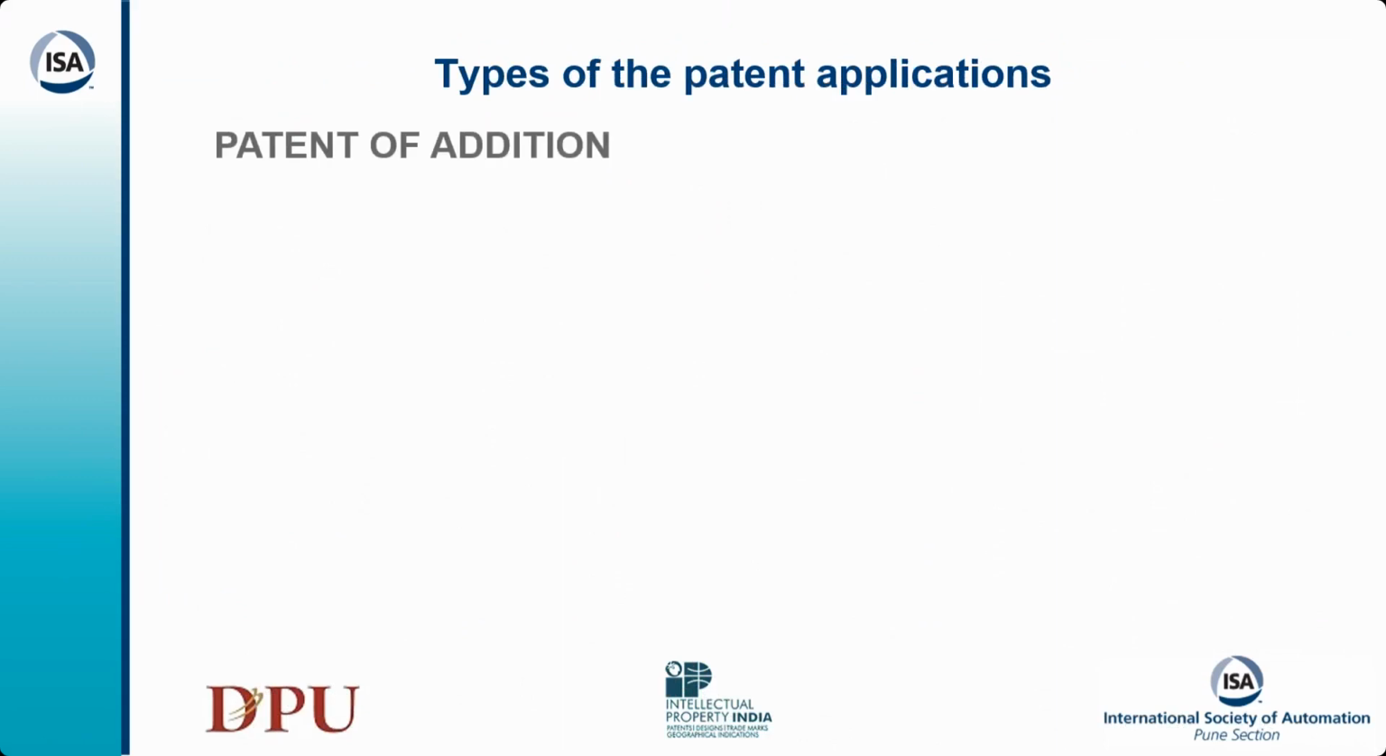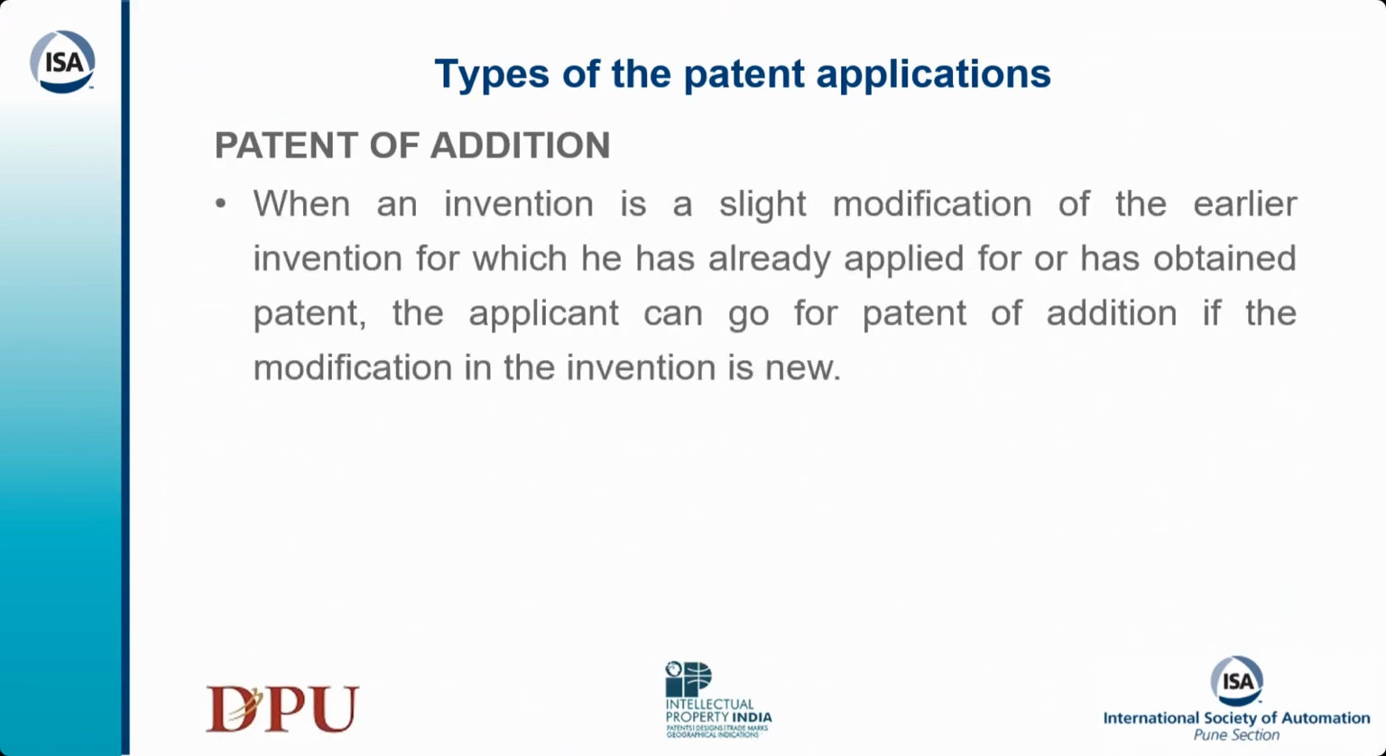Then patent of addition. Suppose you have filed one patent and you have the extension of that, you have some additional to add on to that patent, then patent of addition can be filed. When an invention is a slight modification of the earlier invention for which it has been already applied for or has obtained the patent, the applicant can go for the patent of addition. This is one important thing one inventor has to understand. Suppose you are doing some extension work to the earlier patent, you can file the patent of addition.